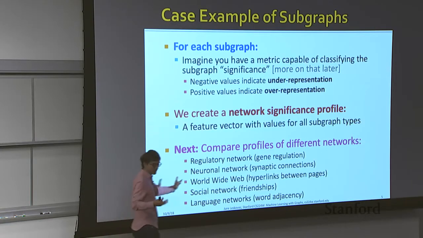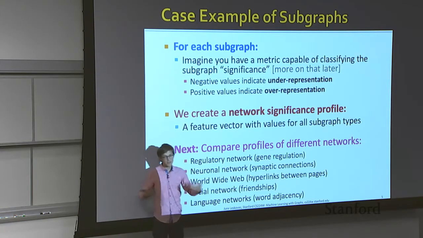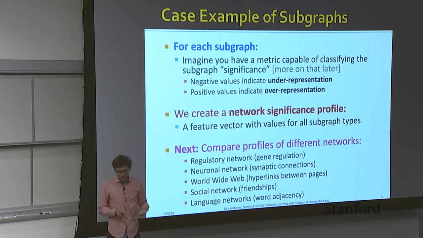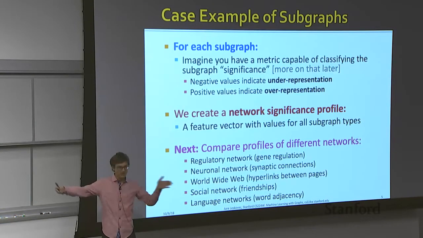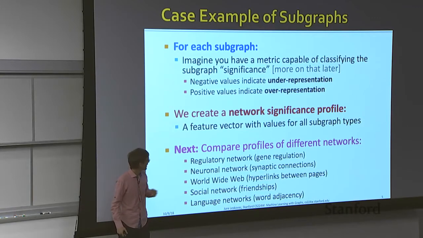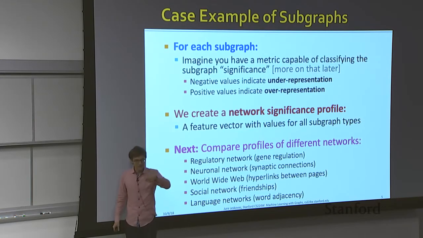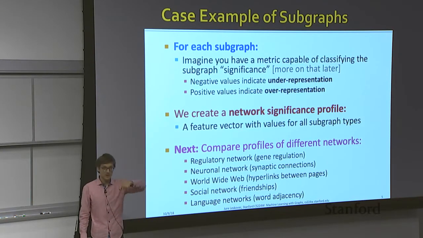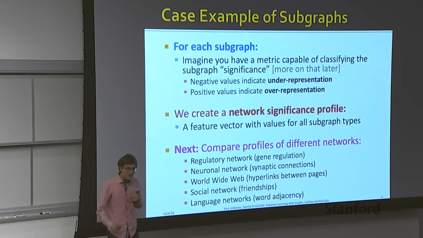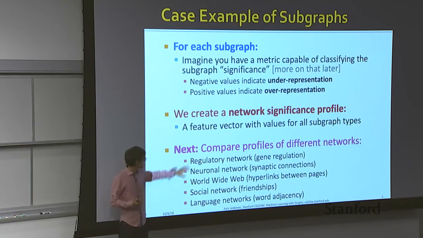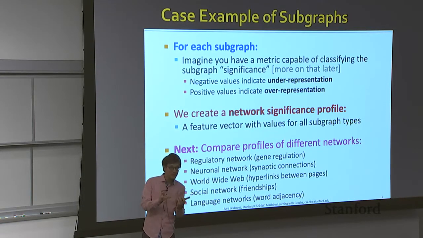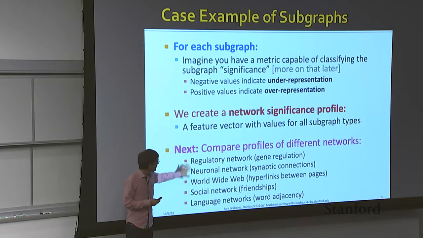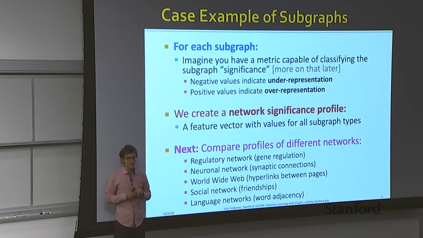And then for a given network, we can create a significance profile where for every one of the possible subgraphs, the 13 subgraphs on the previous slide, we will have a number that tells us whether that particular substructure is overrepresented or underrepresented. All right? And what I will show you next is that just by looking at these significance profiles of different networks, we can distinguish networks coming from different domains.